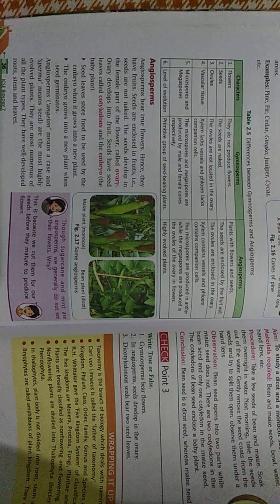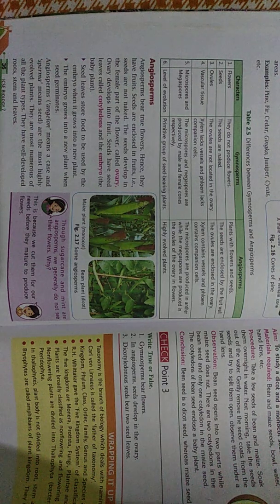Seeds have an embryo present in them, which after germination grows into a new plant, and seeds have cotyledons present in them. Cotyledons are the parts of a seed which store food for the seed. As we all know, seeds are not green in color, so they can't photosynthesize their food.